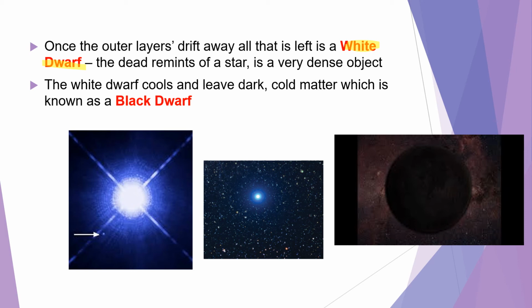After many, many, many years, the white dwarf then cools. Okay, there's no more nuclear fusion, so it's not creating energy anymore. So the white dwarf eventually cools, and what's left is just dark, cold matter, and that's known as a black dwarf. Okay, so in order, birth of a star is nebula to protostar to nuclear fusion. Okay, that's the birth of the star. And then for a low mass star, eventually it becomes a red giant, then a planetary nebula, then a white dwarf, then a black dwarf.